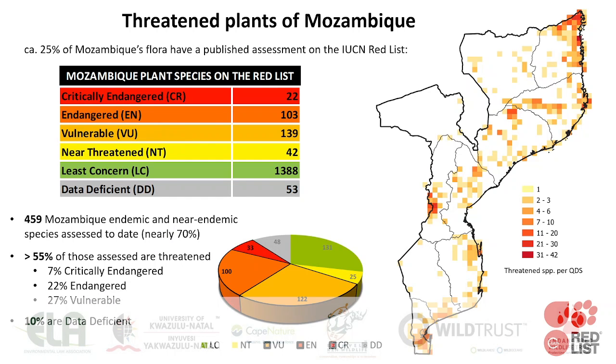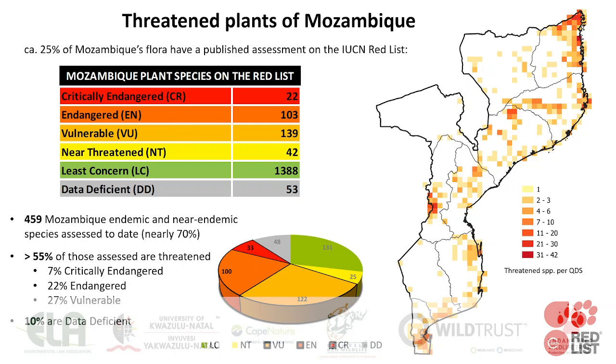We have also developed a red list of globally threatened plant species for Mozambique using the IUCN standard, and over 450 species have been assessed, nearly 70% of the endemic or near-endemic flora, of which over half are threatened with extinction and a further 10% are data deficient.